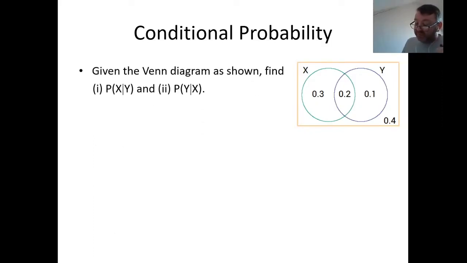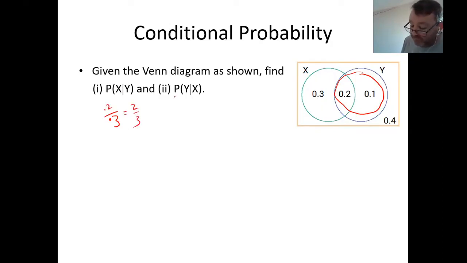Okay, let's take a look at this. Given the Venn diagram as shown, find number 1, the probability of x given y, and number 2, the probability of y given x. Now, this is typed out, but I'm going to go through it with you first, and I'll take off the writing in a moment. Okay, take a look at this. The probability of x given y. So straight away, there's y. Okay, so therefore, the total inside y is 0.3. Out of that, the intersecting part of y with x is 0.2. So therefore, the answer to that is 2/3.